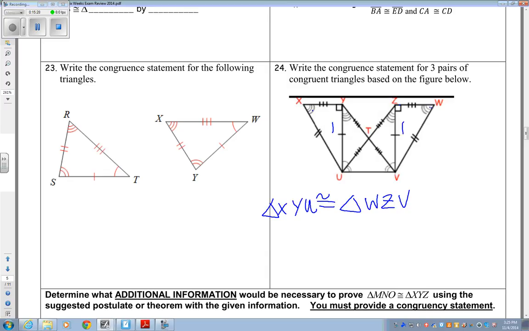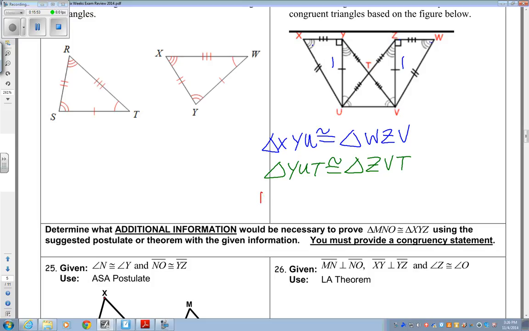Where do you see another triangle? Yeah, okay, YUT. YUT is congruent because that's an isosceles triangle. Congruent to ZVT. Okay? So you're picking the triangles that are congruent to each other. All right, there's one more, and this is the one I'm putting in red because this is the one I want to focus on. Because you're going to see it looking like this on the test.